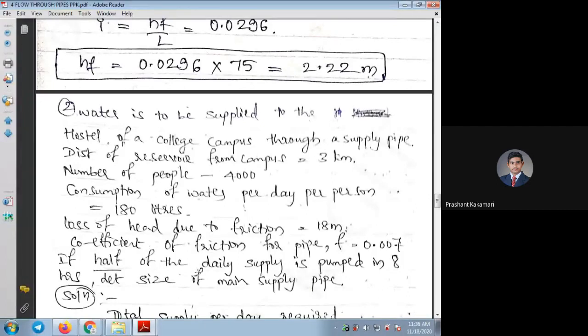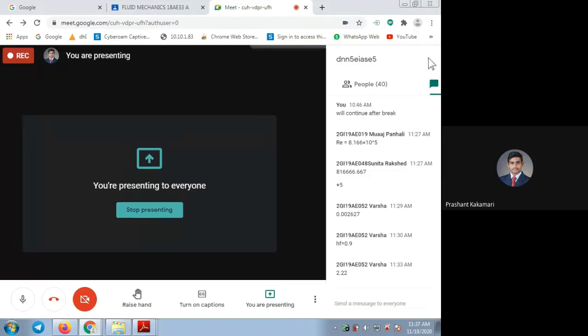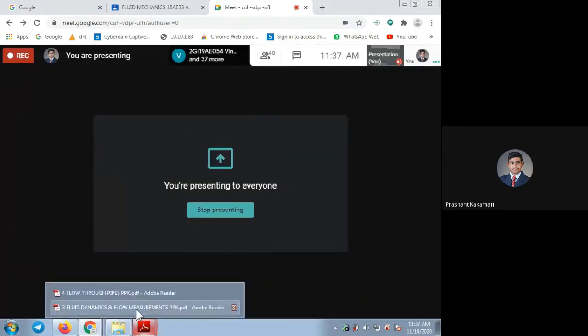Sorry, I think in the lab we have used a 1 meter pipe, correct? In the lab, how much is the length of the pipe? Yes, one of you can tell me, in the lab what is the length of the pipe for this major loss experiment? Okay, I think it is 1 meter.